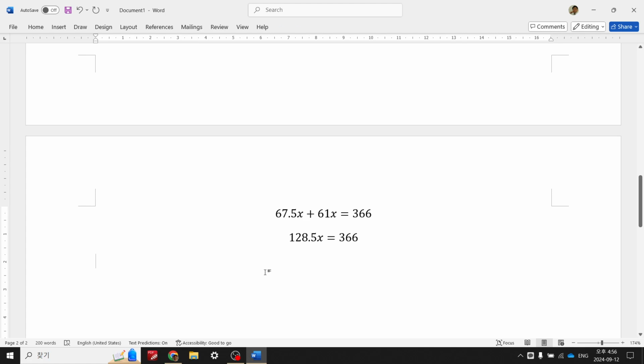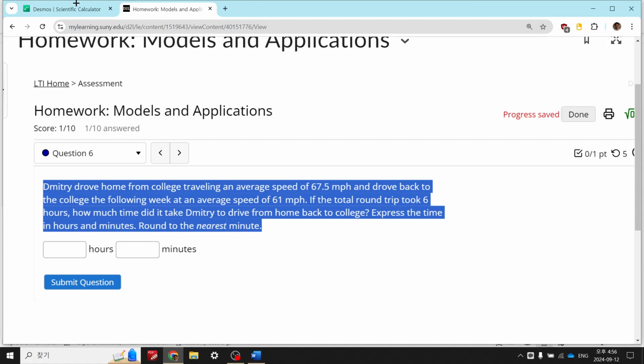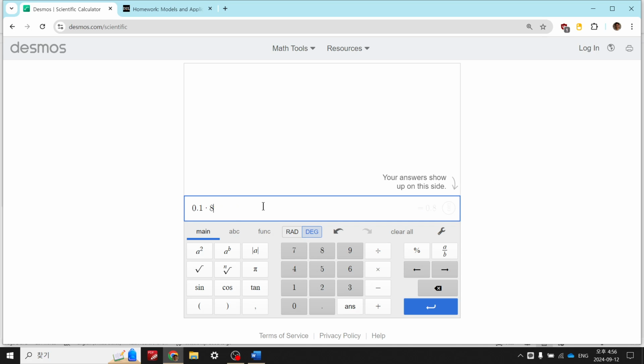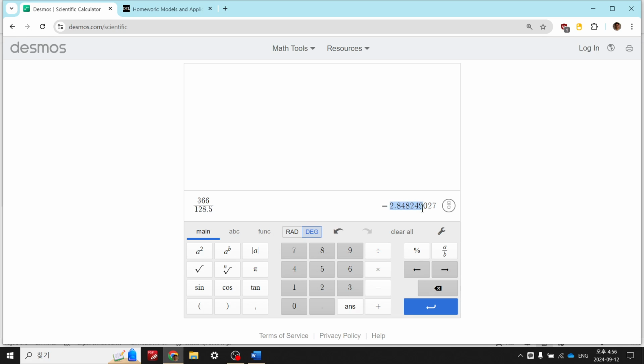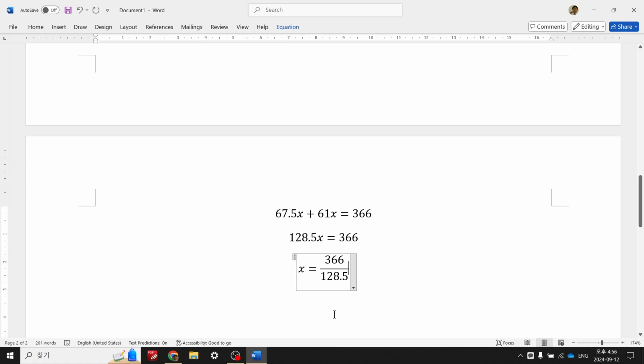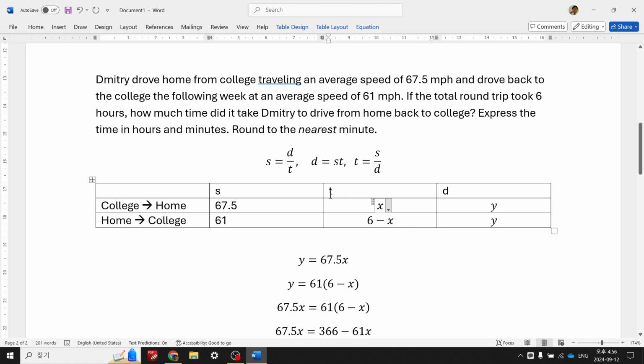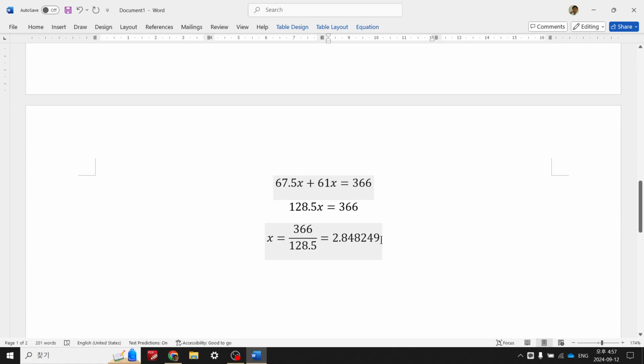And now we'll need the calculator. So the answer for x would be x is 366 divided by 128.5, which is, so let's see, 366 divided by 128.5, which is 2.842, something like this. So it's this. Okay, what's the unit for this? Kilometers, hours, miles, hours, because if you recall, x was time, right? So this is really in hours.